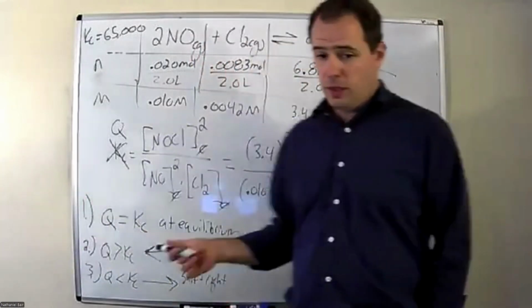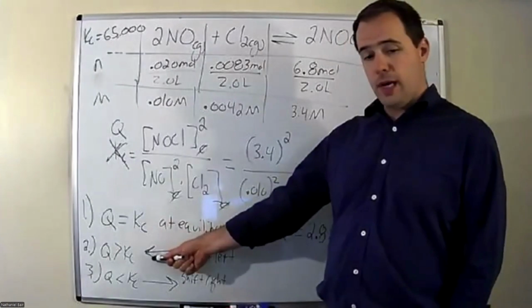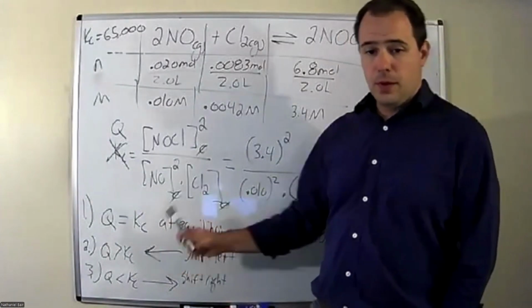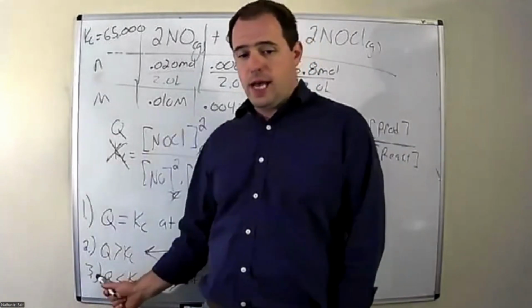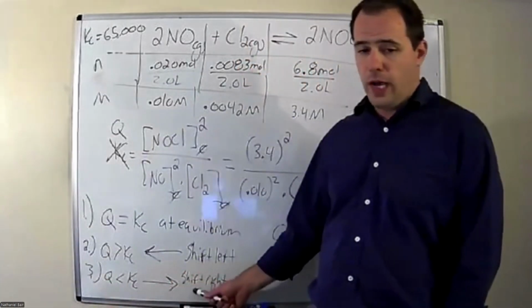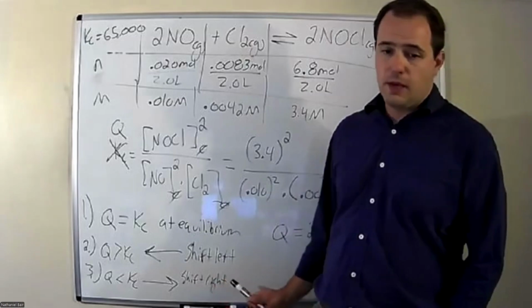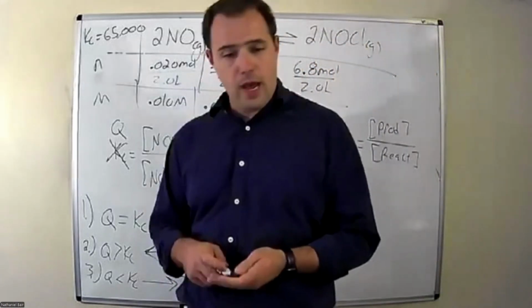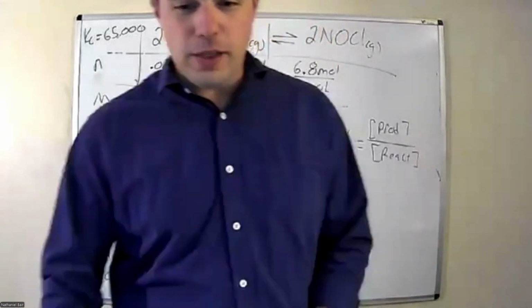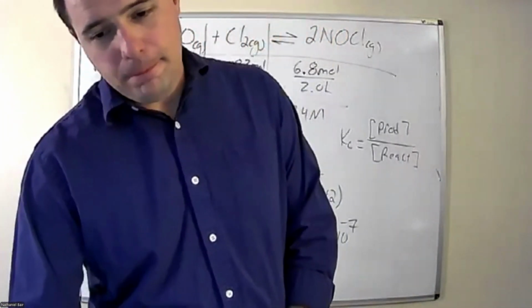If the reaction quotient is greater than the equilibrium constant, you're going to go left. You're going to consume products, make reactants. And if your reaction quotient is less than the equilibrium constant, you're going to go right. You're going to consume reactants and make product to try to bring that number back up. So yeah, this is just the start of these. We didn't even get to ice tables yet.